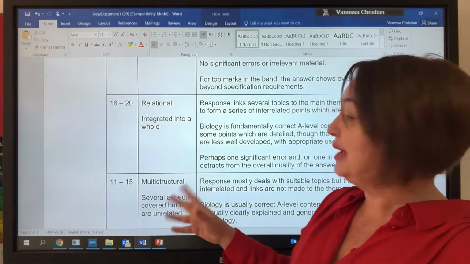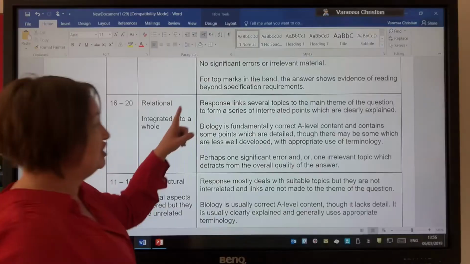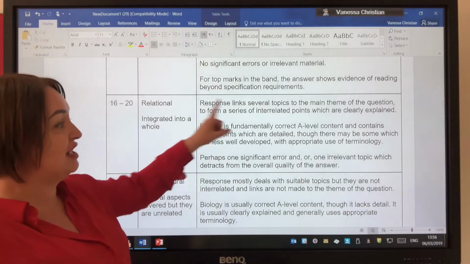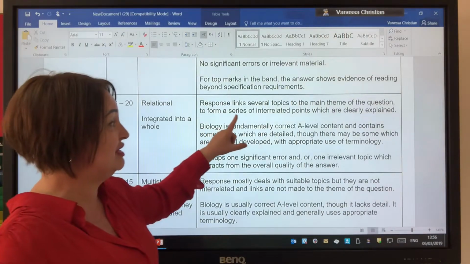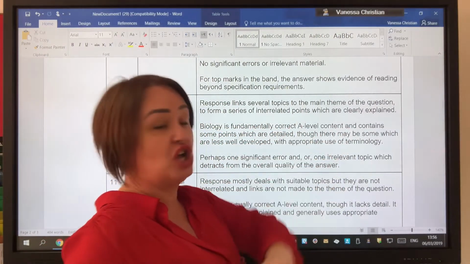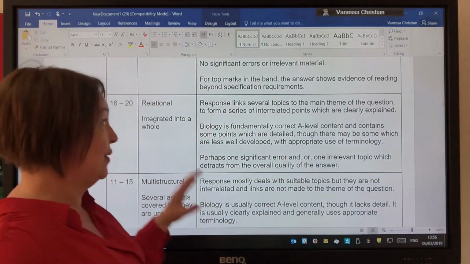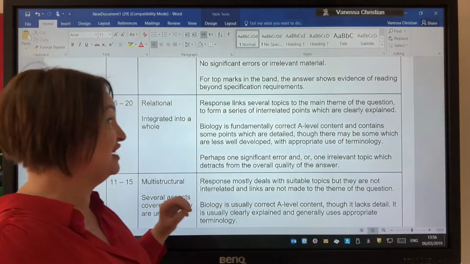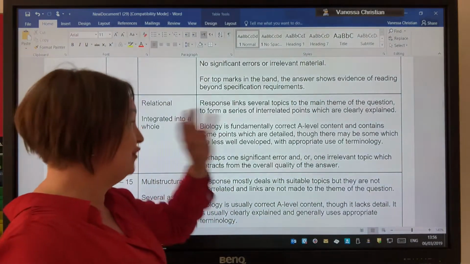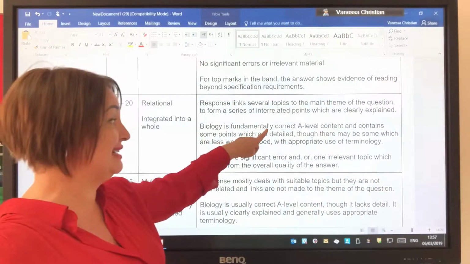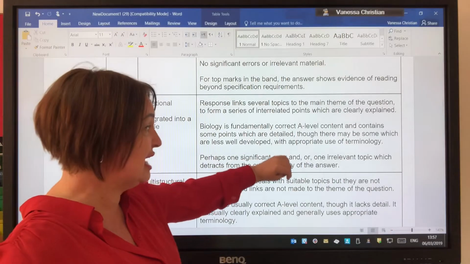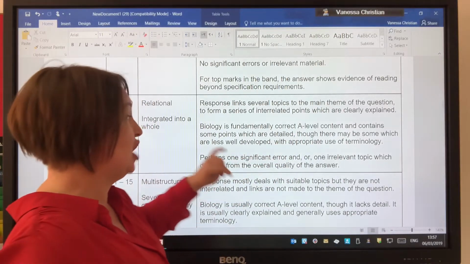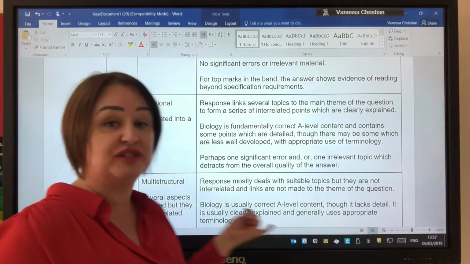The next bracket, 16 to 20. Response links several topics to the main theme of the question to form a series of interrelated points which are clearly explained. Okay, that makes sense, it's self-explanatory. You need four topics. The biology is fundamentally correct A-level content and contains some points which are detailed, though there may be some which are less well developed with appropriate use of terminology.